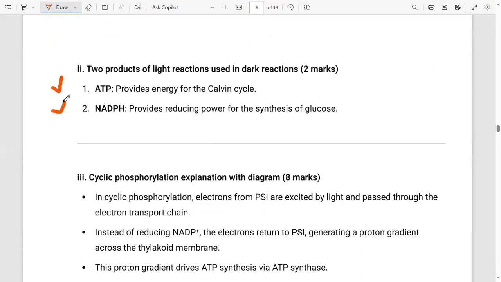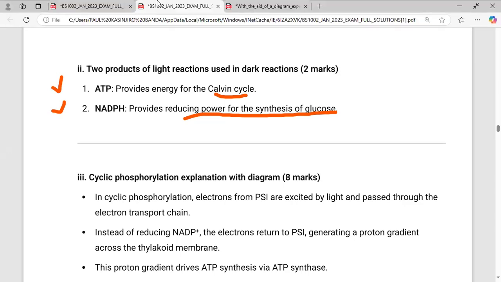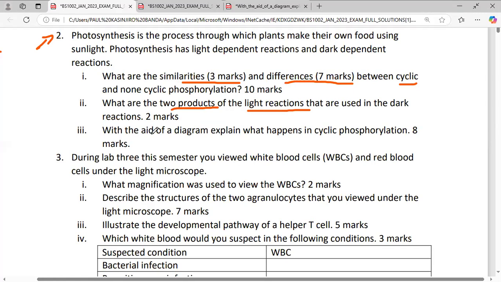NADPH. The ATP provides energy for the Calvin cycle, and the NADPH provides the reducing power for the synthesis of glucose. So those are the two products. These products are produced in the light reactions, but they are used in the dark reactions.